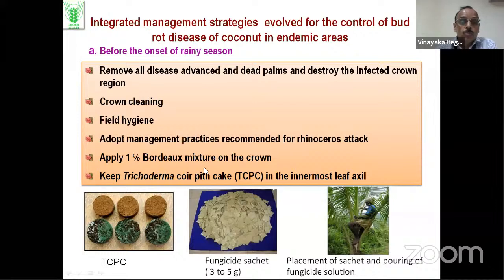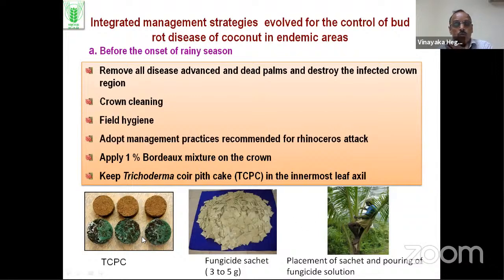A 1% Bordeaux mixture is known to be very effective. In the crown region during summer, at the end of May, just before the onset of monsoon, we have to pour this Bordeaux mixture to prevent the disease. Or we can go for fungicides like a metalaxyl mancozeb sachet, or a chlorothalonil sachet. We make a small hole and hang it inside the innermost leaf axil, where the bud rot starts. As I told, it is in the spindle leaf, so just below that, we have to place these sachets.